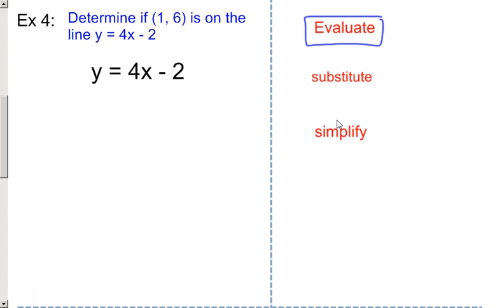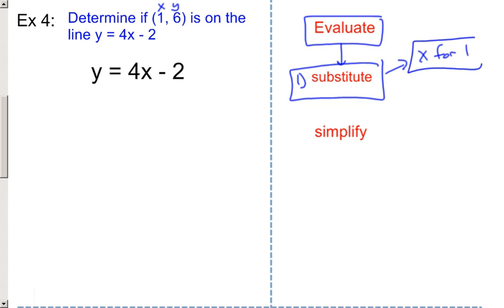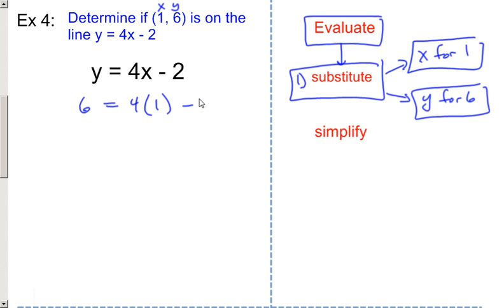So first what we're going to do is evaluate. In evaluating, our first step, remember, is to substitute. I'm going to substitute x is 1 and y is 6. So I rewrite the equation. Substituting, instead of y, I'm going to put 6, and then 4 times 1 minus 2.